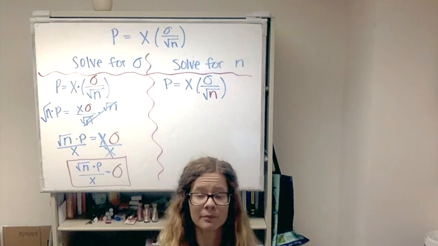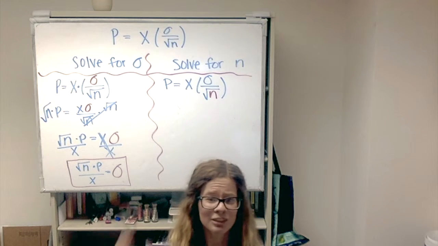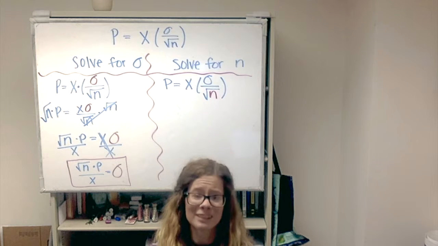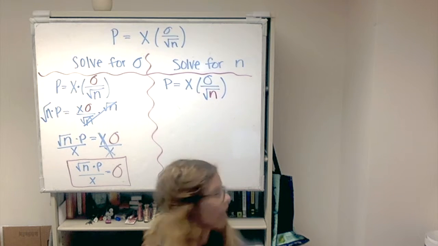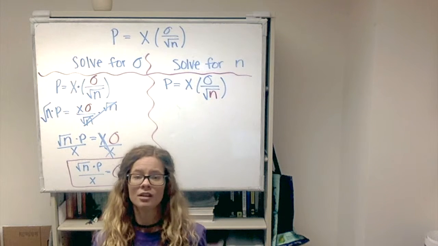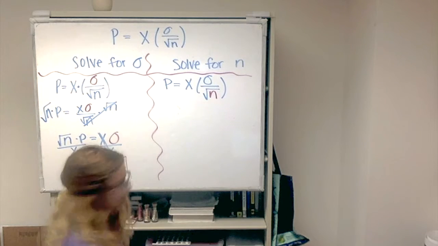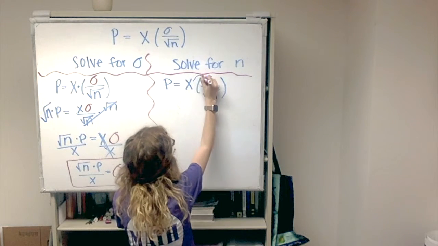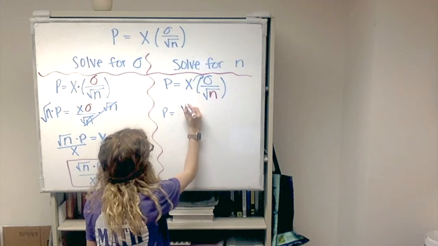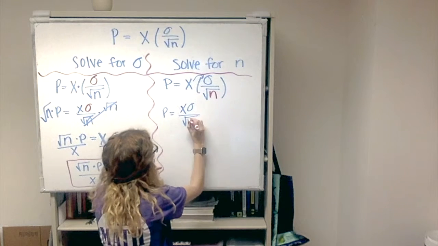Okay, so we did one problem. That's probably more of the simpler kinds of problems, and then we get over to the left side where we have to get the n under the square root by itself. It's going to be a little bit difficult, but we can do it. The first thing we're going to do is the same process. We're going to combine those numbers. So we have x times sigma divided by square root n. We're going to take that x and multiply it by the stuff on the inside. So we have p equals x sigma divided by the square root n.